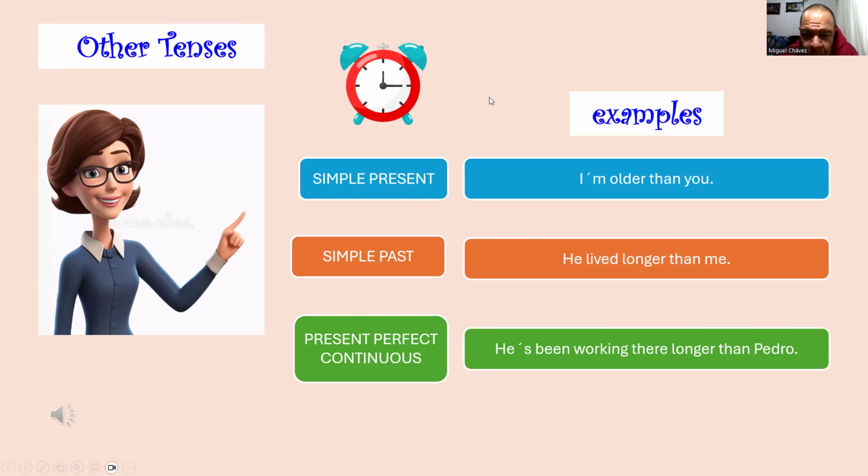Thus, we have some examples of comparatives and superlatives in English in various verb tenses: simple present, simple past, and present perfect.